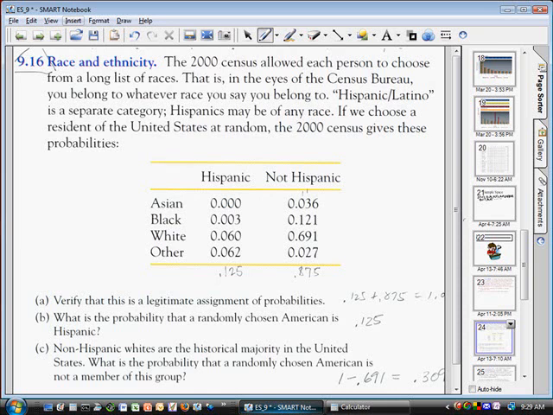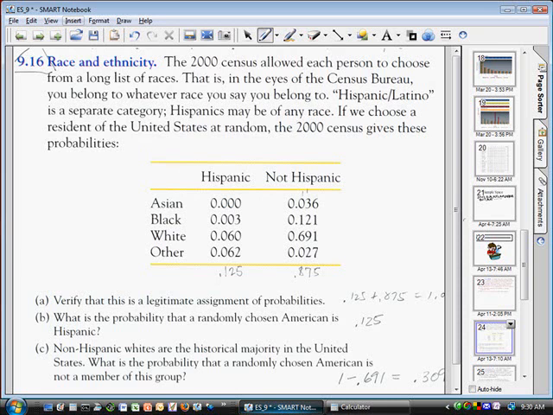Hispanic Latino is a separate category. Hispanics may be of any race. If we choose a resident of the United States at random, the 2000 census gives these probabilities. So these are numbers right from the census. Okay, so do you notice how Hispanic and not Hispanic completely crosses over the races? Okay. So verify, is this a legitimate assignment of probabilities?